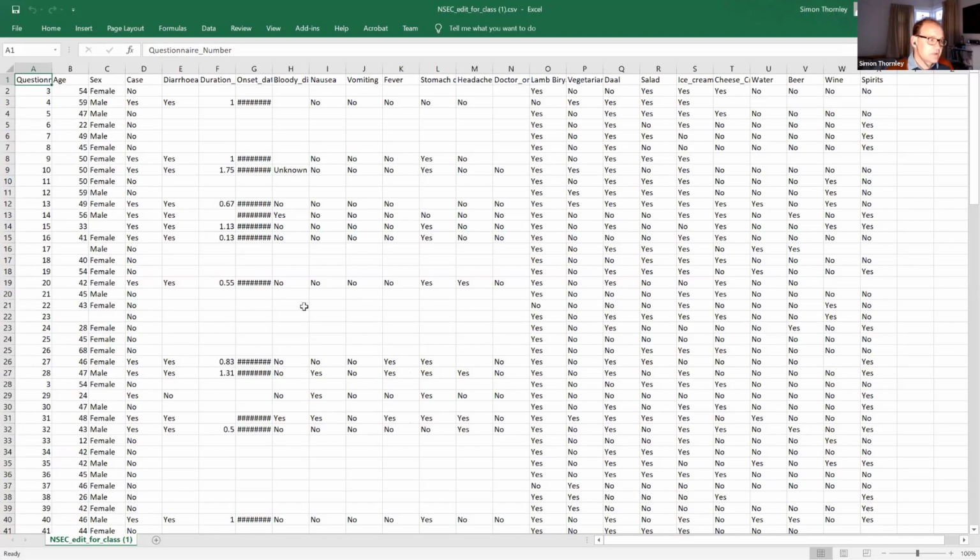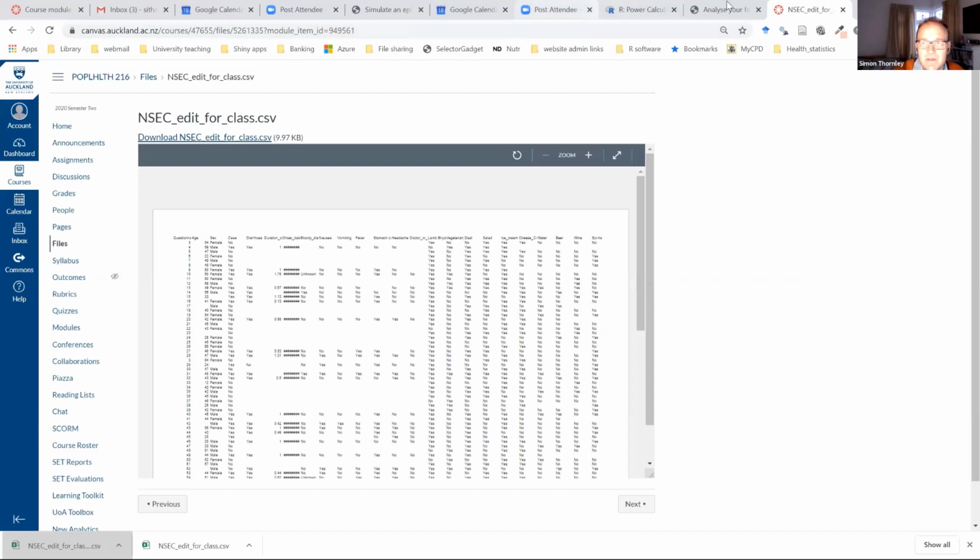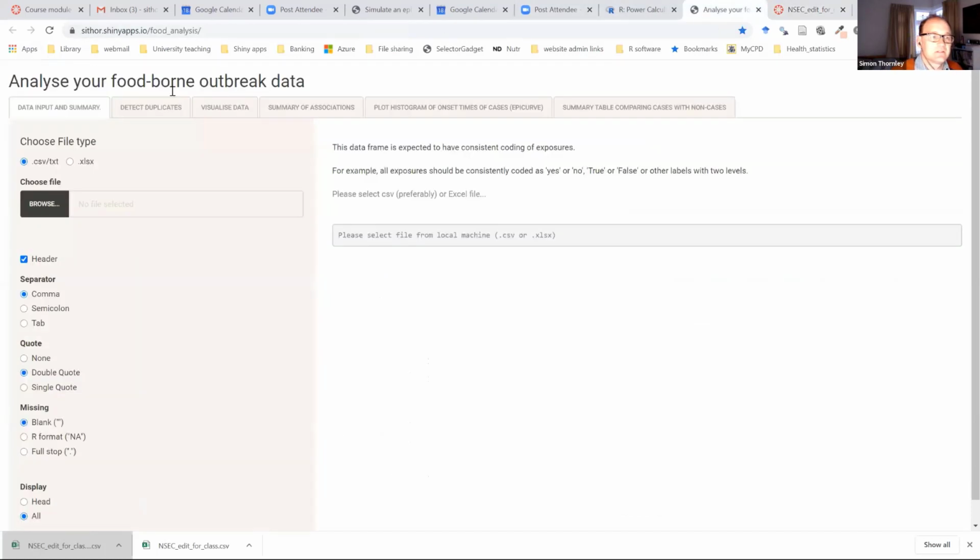Okay, so you can open it up in Excel. But we're going to open it up in this. I quite like it because, well, I wrote it, so I know how it works. But also it takes you through all the steps that I would normally do in a data analysis. So it kind of forces you to do all the things that I would do.